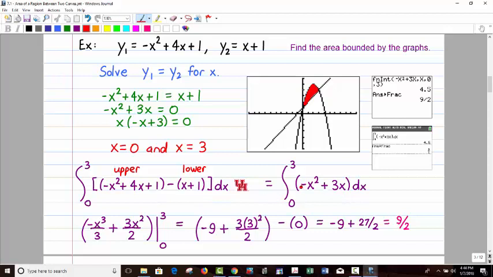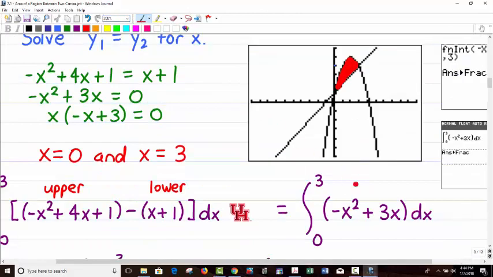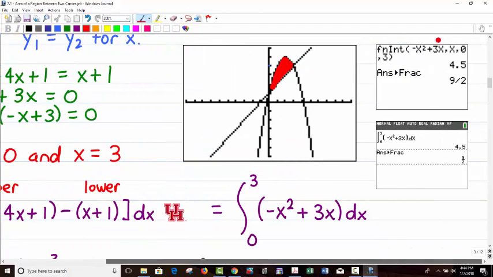So I took the antiderivative, -x squared plus 3x, put in 3, put in 0, 0 makes this 0, and I got 9/2, which you can see is also what I got when doing fnInt. There it is, the old way.